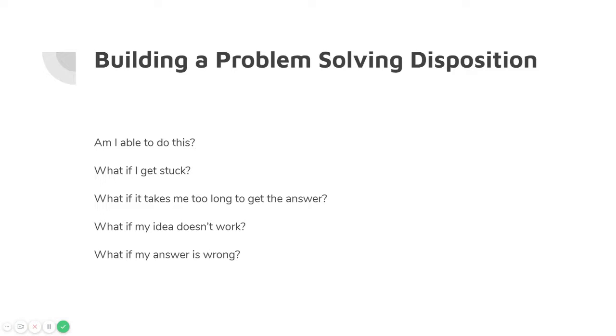And what if my idea doesn't work? Is that okay? What if my idea doesn't get me to the answer? What do I need to do? What steps should I take? Should I reevaluate the problem? Should I talk to my neighbor? Should I compare what my neighbor is doing to what I'm doing? Should I talk to the teacher? What are those steps that need to be done if it doesn't work?